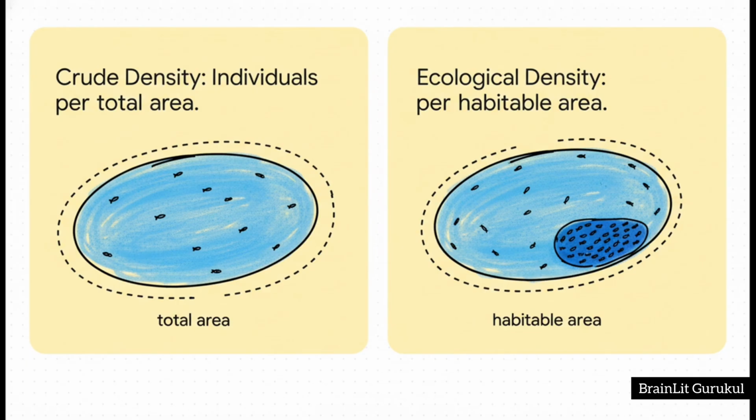Check out the difference here between crude and ecological density. Imagine some fish living in a lake. The crude density is just the number of fish divided by the lake's entire surface area. But what if those fish can only really live in the shallow, warmer parts? Well, the ecological density, the number of fish in the space they can actually use, is going to be much, much higher. And that's the number that really tells you about the competition they're facing.